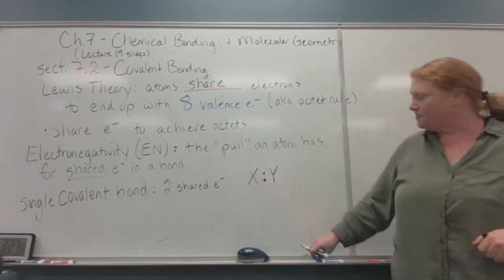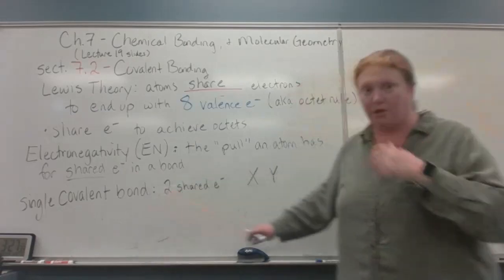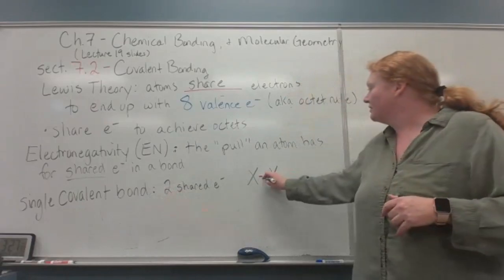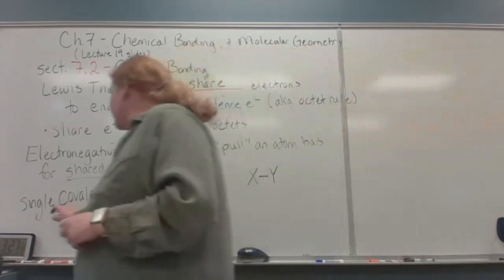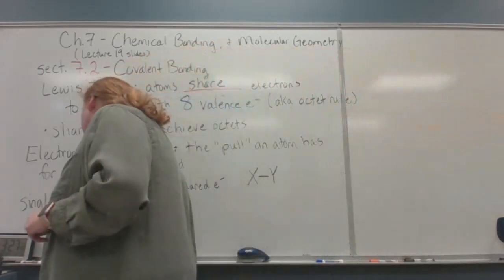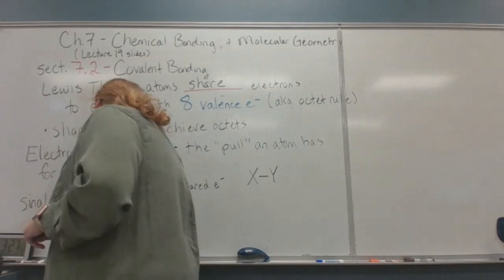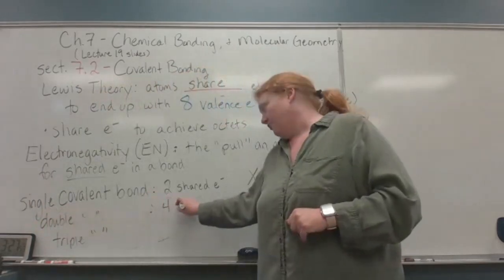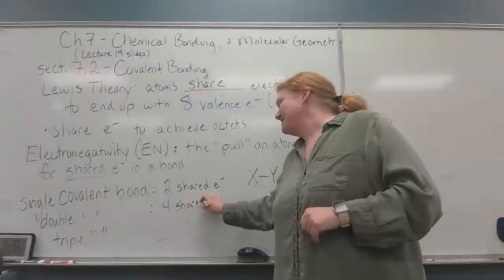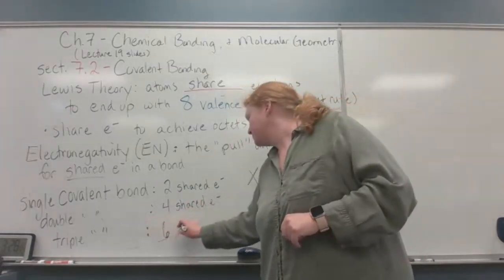You might see the dots like this, but more commonly, when we're talking about this single covalent bond, we draw a single line. You can also have double and triple covalent bonds, and those share 4 electrons and 6 electrons respectively.